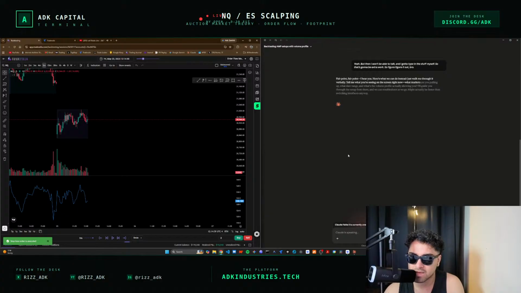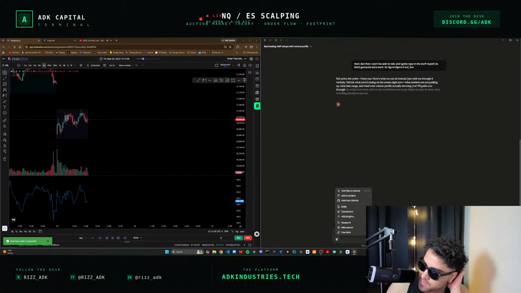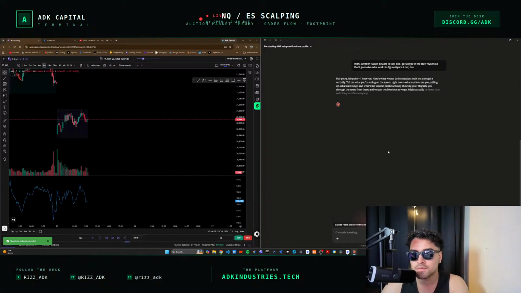What markets are you pulling up? What date range? And what's the volume profile actually showing you? I'll guide you through the setup from there, and we can troubleshoot as we go. Might actually be faster than switching interfaces anyway. Or what about I send you the screenshots so that you can just see and analyze based on that and give me some tips based on it?